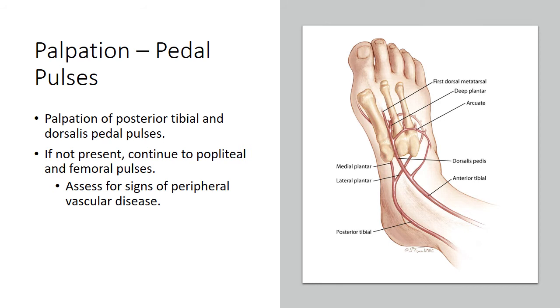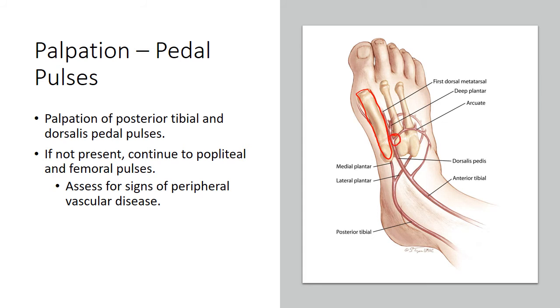So to continue our palpation, we're going to move on to palpating pedal pulses. It's common to palpate two pedal pulses. We can start with our dorsalis pedis pulse, which is nicely identified on this image here. We have our first metatarsal here, and just lateral to it, we're able to palpate our dorsalis pedis pulse.